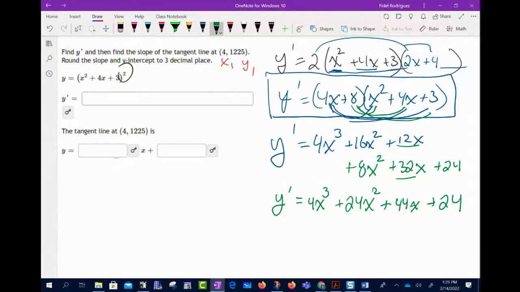All right. Now remember what we're going to do? We're going to evaluate this at x equals what number? What's the x value they give? At x equals 4, right? Okay, so let's find y prime at 4.